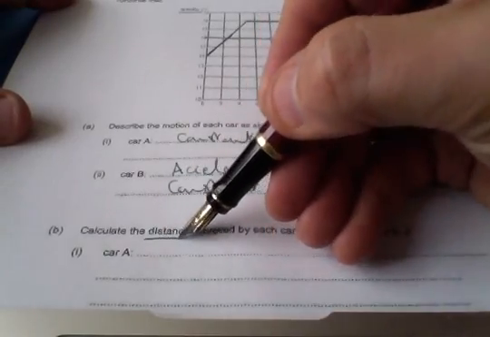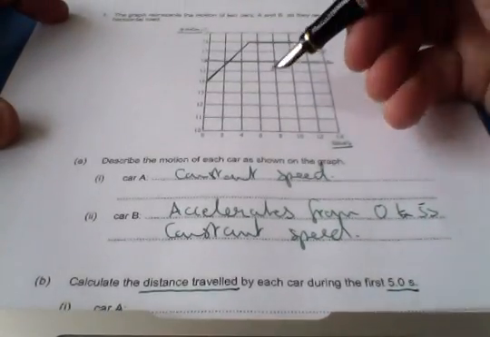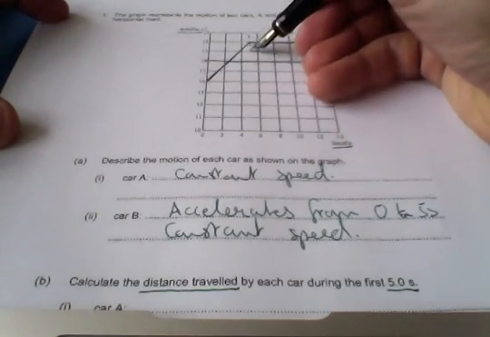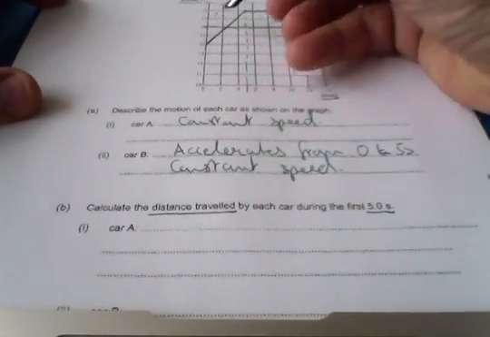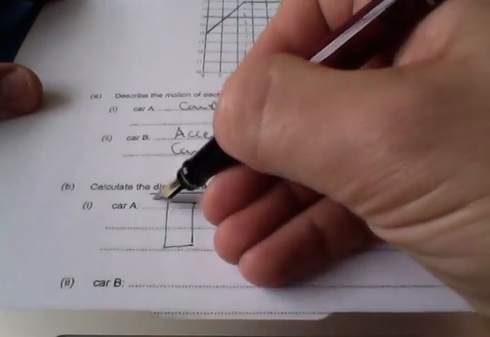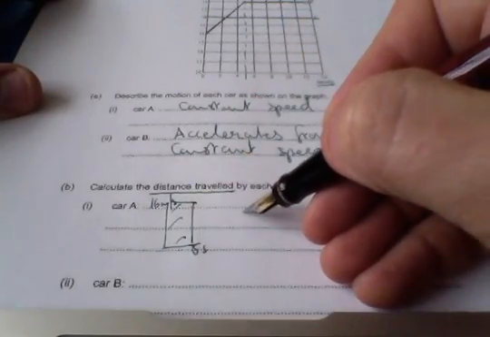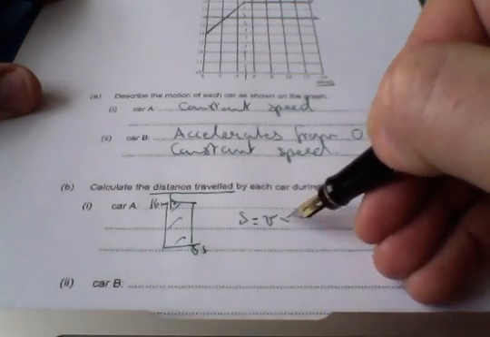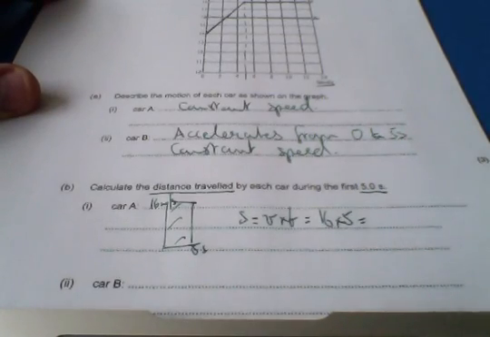Okay, what about the distance travelled by each car in the first 5 seconds? Well, the distance travelled on a velocity time graph is the area under the graph. So 5 seconds relates to that point there. So for car A, which is a flat line, it's simple. You're just looking for the area underneath. So we have 16 meters per second and we have 5 seconds. So the distance is going to be the velocity times the time, or the area, 16 times 5, which should give us 80 meters.